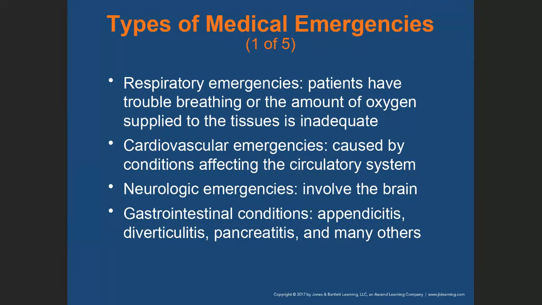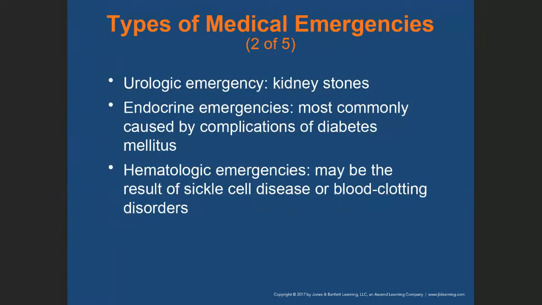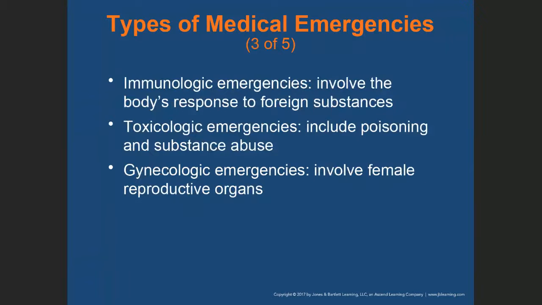We'll be looking at gastrointestinal conditions, which include appendicitis, diverticulitis, pancreatitis, and many others. We'll be looking at urologic emergencies, for example, kidney stones, and endocrine emergencies. These are the ones that are specific to diabetes mellitus. Hematologic emergencies, which can either be a bleeding or clotting disorder. Immunologic emergencies, these are going to be the emergencies that are specific to severe allergic reactions. Toxicology, that's going to be more specific to drug overdose or adverse effects from overdosing on illegal drugs, sometimes prescription.